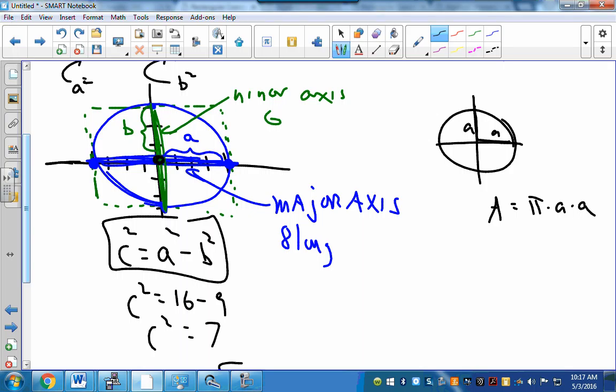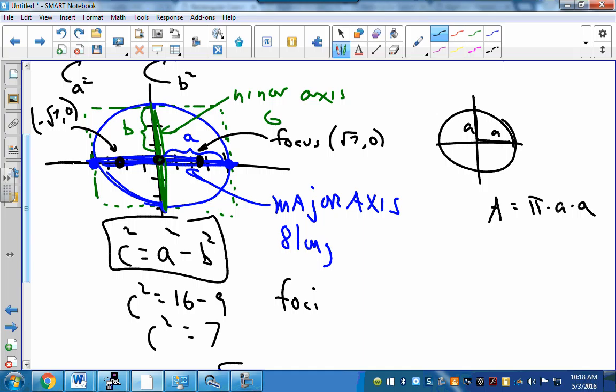Okay. So here's my focus point, the square root of 7. The other focus is over here, in the other direction, at negative the square root of 7, comma 0. The two focus points. The plural of focus, by the way, is foci. You should know that. Foci. The two focus points are rather important when we come to ellipses, so know how to find them.